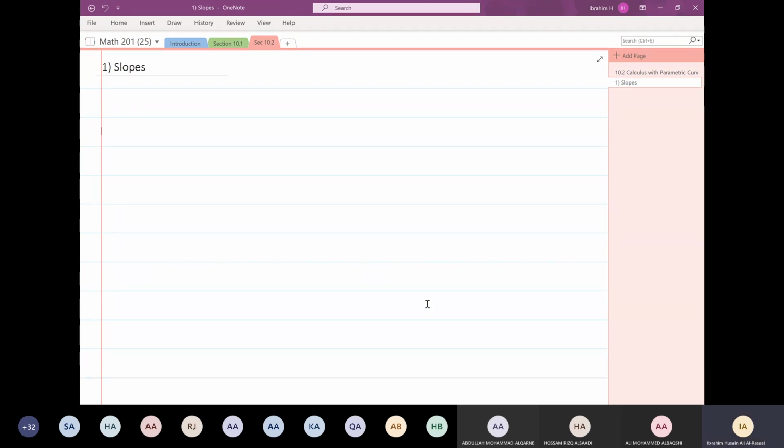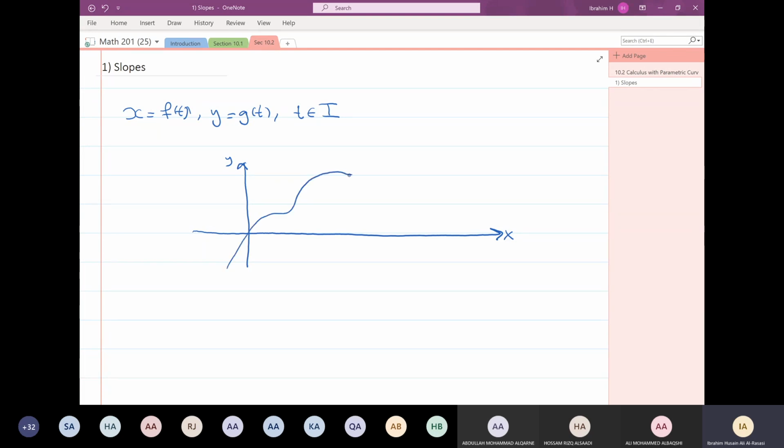So how do we compute the slope of a tangent line to a parametric curve? For a parametric curve, you have x equals f of t and y equals g of t in some interval, and I have a curve in the xy plane. At a certain time t0, I have the point x0, y0.